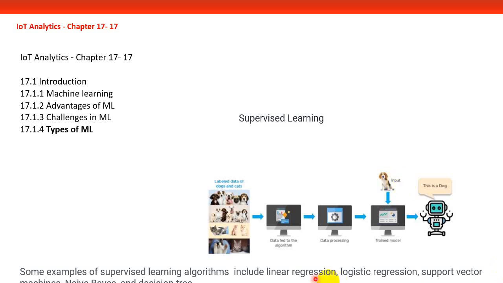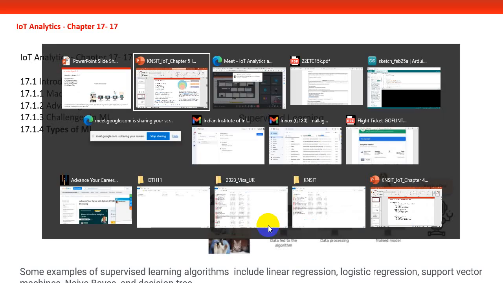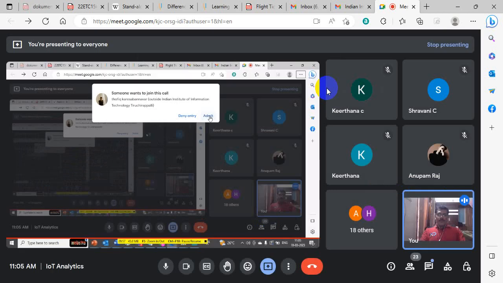Here there are some algorithms: linear regression, logistic regression, Naive Bayes algorithms, so many algorithms, and the decision tree algorithm. These are the machine learning algorithms that people generally use for this kind of supervised learning.